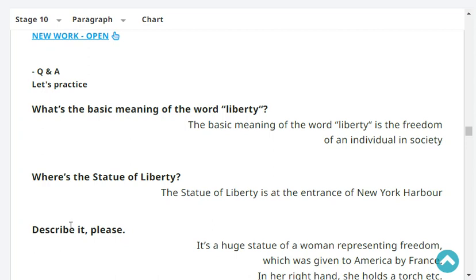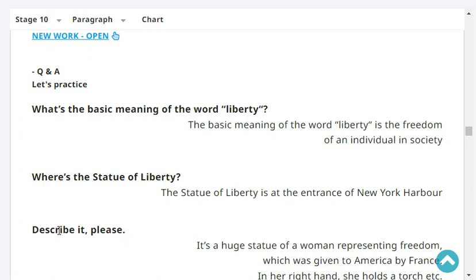...of freedom of an individual in society. Where's the Statue of Liberty? The Statue of Liberty is at the entrance of New York Harbor.